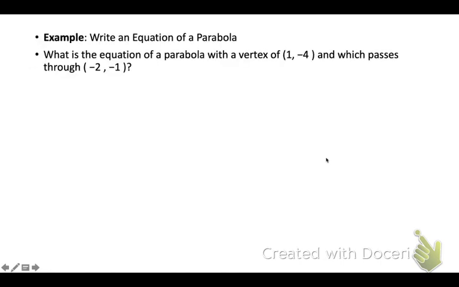Okay, so this is the other part of your assignment. It says, what is the equation of the parabola with a vertex of (1, -4), which passes through (-2, -1)? First of all, we need to remember the equation in vertex form. It's on the first slide. Y equals a times (x minus h) squared plus k.